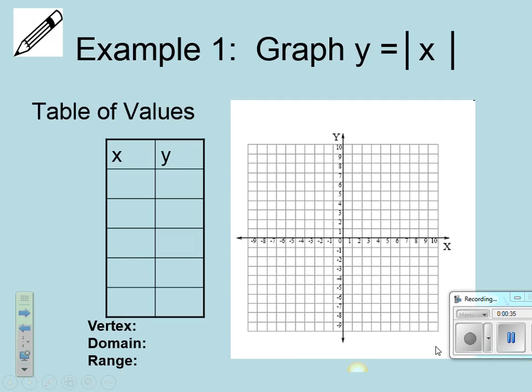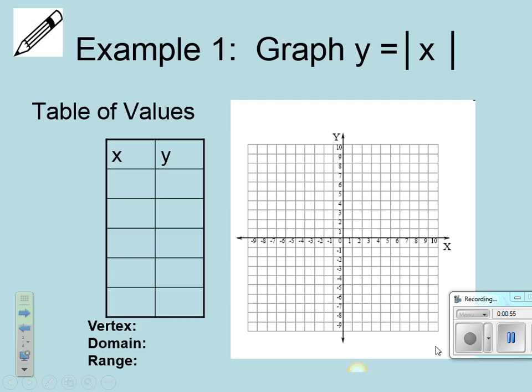So this one is graph y equals absolute value of x. Before we learned how to graph lines using the shortcuts, we would always use a table of values. That's the way we graph. The first way you learned how to graph a line is to use a table of values. So we're going to go back to that.